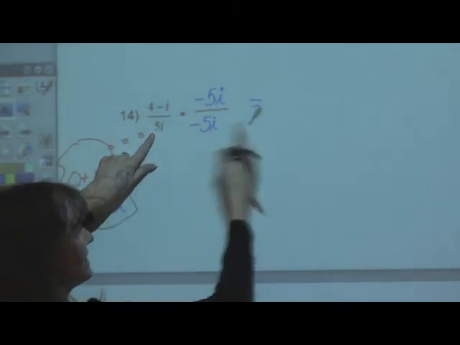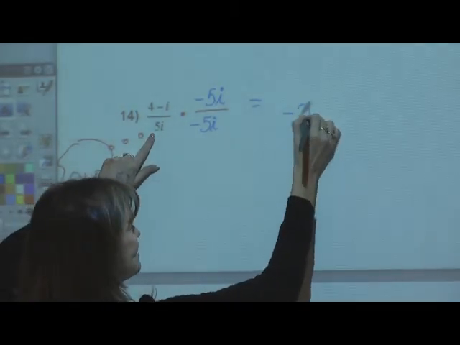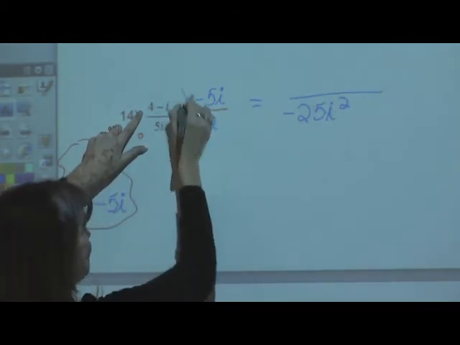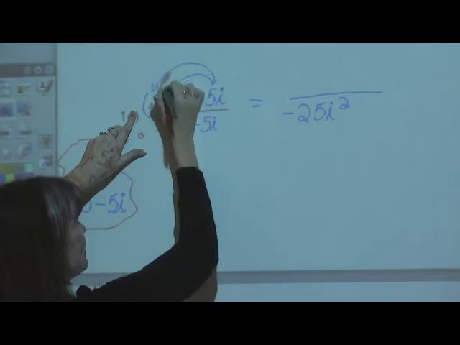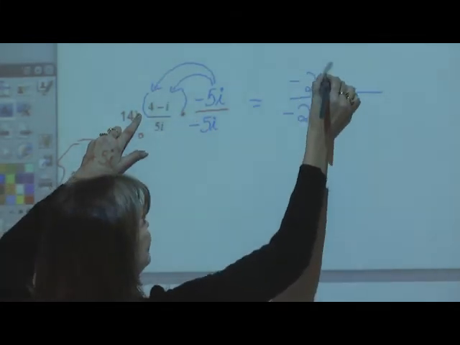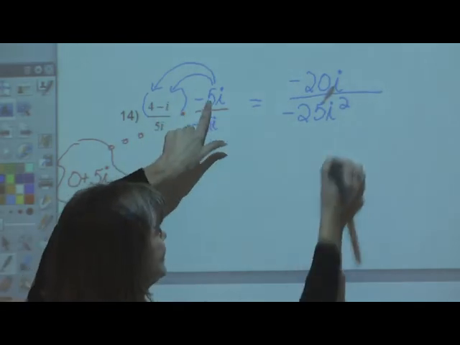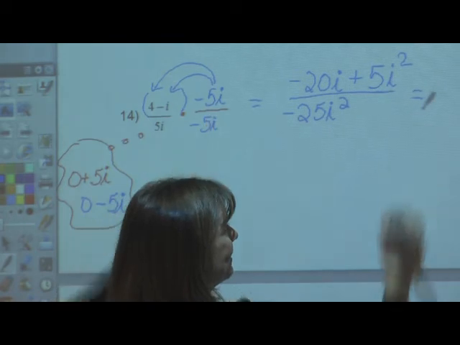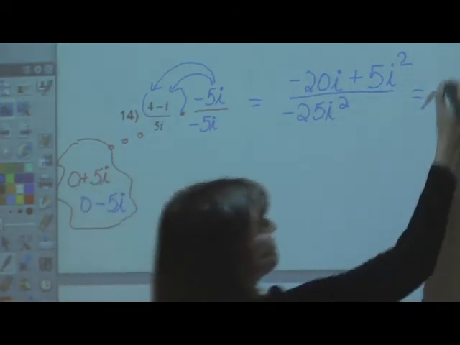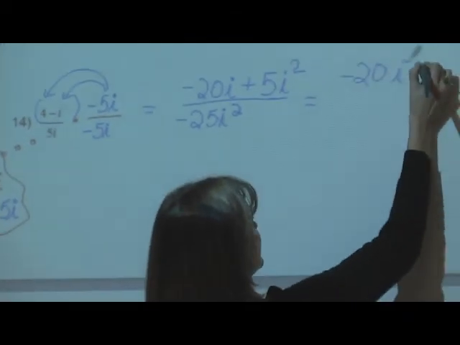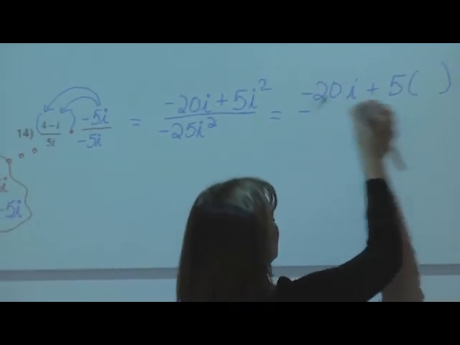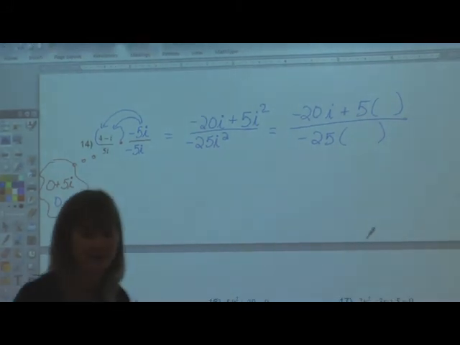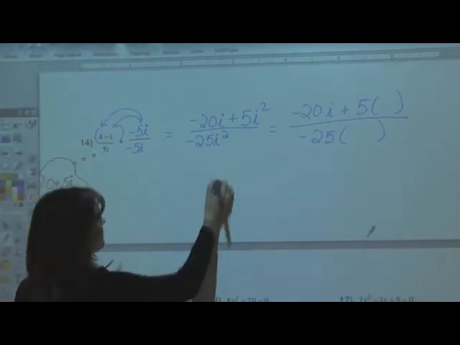So on the bottom, you've got a negative 5i times a negative 5i, which gives me a negative 25i squared. On top, you're going to have to distribute negative 20i. A negative times a negative is a positive 5i squared. And then I think you know what to do from here. I'll give you the next step: you are going to have to switch out the i squared and put in your negative ones.